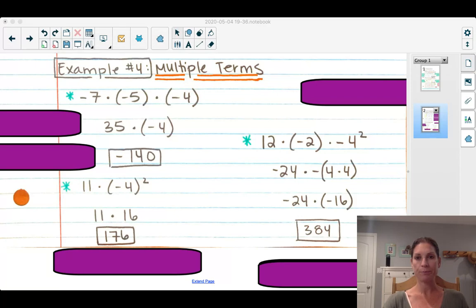Okay. So that's what we are going to be looking at today for homework. Tomorrow we will be looking at division, but tonight you're doing multiplication.